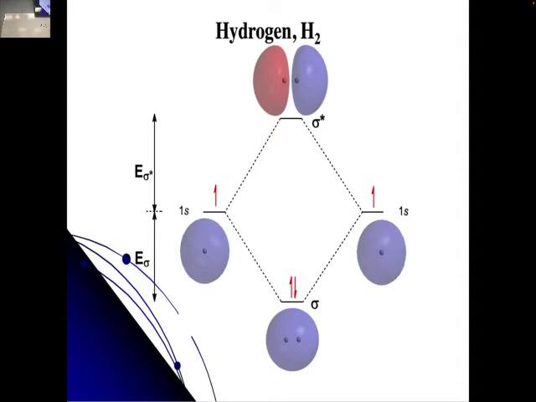Why? Based on that diagram, why would you say that helium can't form He2? Because it has more anti-bonding. More than 1 electron. That's right.